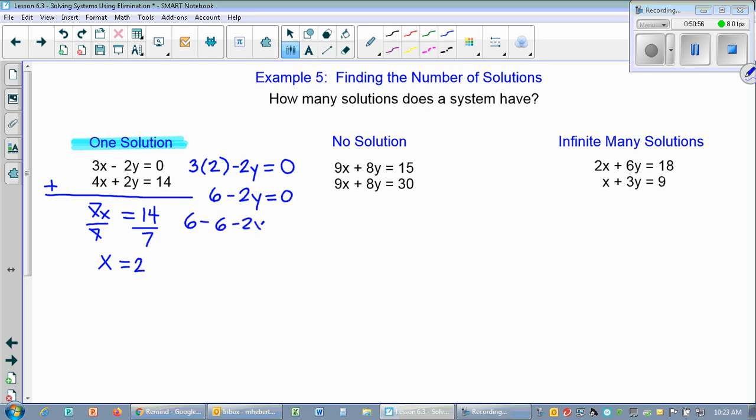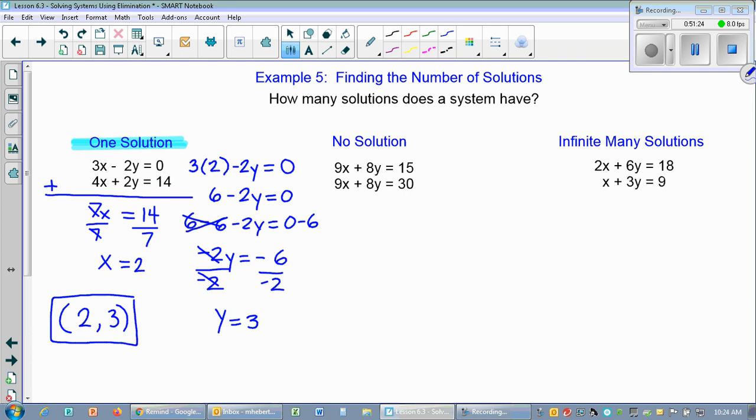Then minus 2y is equal to 0 minus 6. The 6s cross out, leaving me with negative 2y is equal to 0 take away 6, which is negative 6. Divide each side by negative 2 so that we get a positive coefficient of 1y. Negative 6 divided by negative 2 is 3. Notice we got one solution. x is equal to 2 and y is equal to 3. We found a value for x and we found a value for y, thus creating one solution.